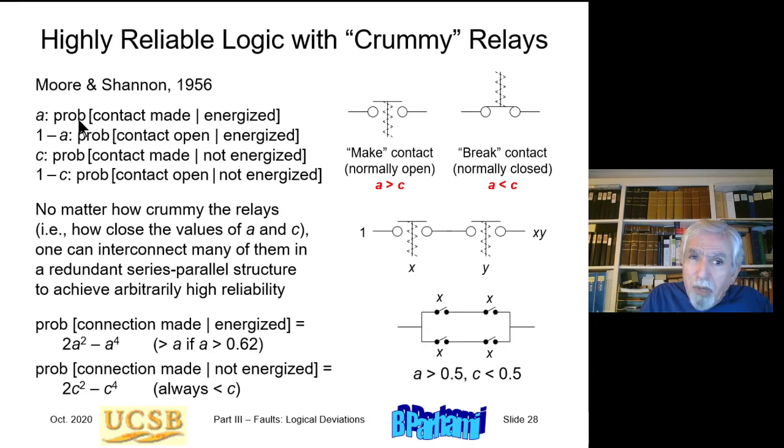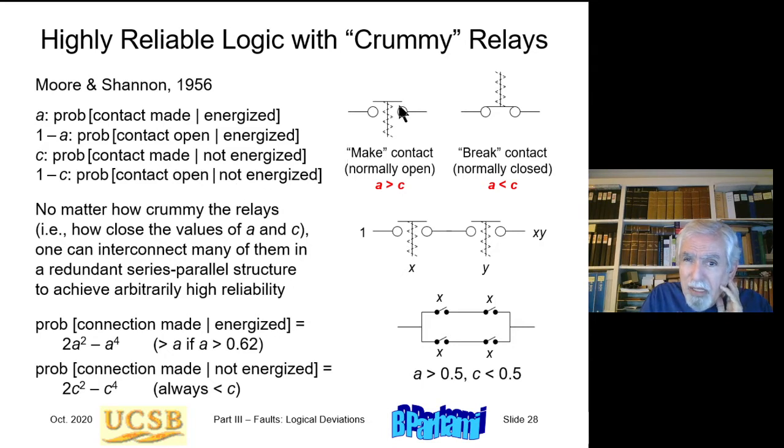So let A be the probability that contact is made given that it's energized. So if you energize it, the probability that contact is made is A. A is, for a reliable relay, fairly close to 1. So with 99% probability, it closes when you energize it. But with a small probability, 1 minus A, the contact will remain open even though you have energized the relay. Similarly, C is the probability that contact is made when the relay is not energized. And 1 minus C is the probability that contact is open when it's not energized.